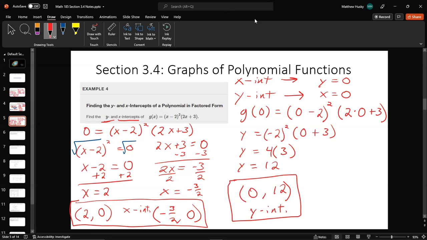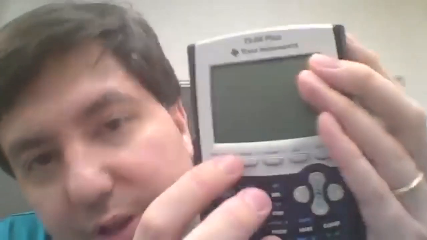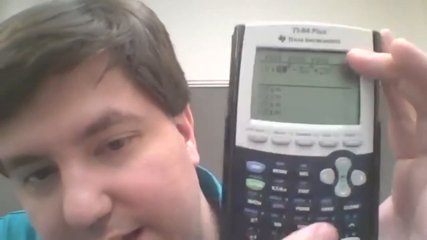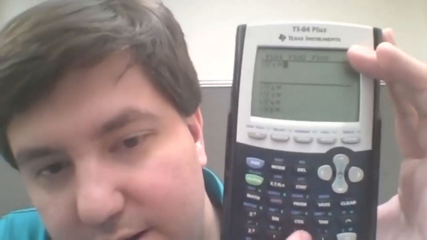So let's go back to the calculator here. We're going to go to the y equals menu yet again, clear out the stuff that's there, and type in the function exactly the way it was written. So we're going to have parentheses x minus 2, close your parentheses and square it. And then we're going to multiply that by 3x plus 2 in the other parentheses, and there you go.